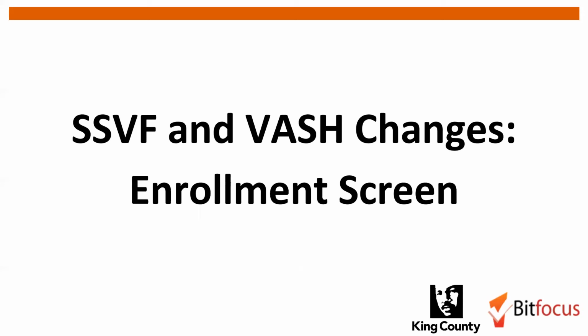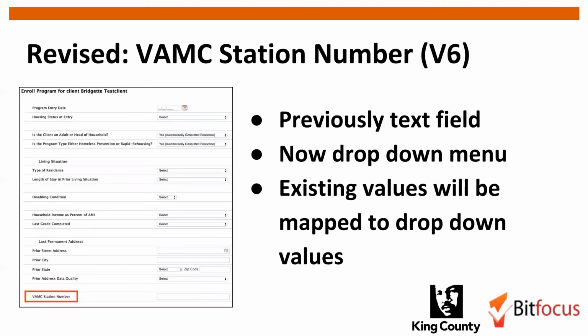So next, we're going to talk about SSVF and VASH changes. And again, we're going to start with the enrollment screen. There's a revision to the VAMC station number. Previously, this was a text field that you could enter anything into. Now it's going to be replaced with a drop-down menu so that you can select one of the options, an existing VAMC station number. The existing values that you've been tracking in HMIS will be mapped to these drop-down values.